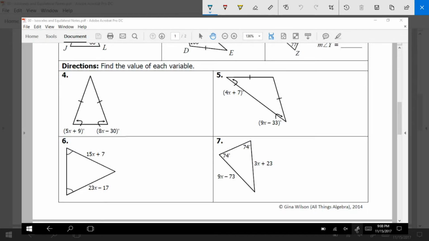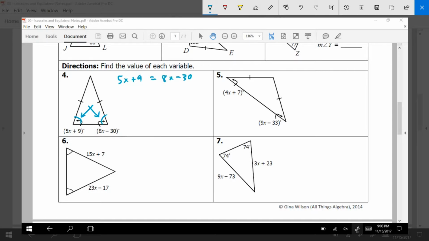It says that the angles opposite of those two congruent sides are congruent. So where are the angles that are opposite? Right there, and right there. So these two angles are congruent. So what's my equation going to be? It's going to be 5x plus 9 equals 8x minus 30.